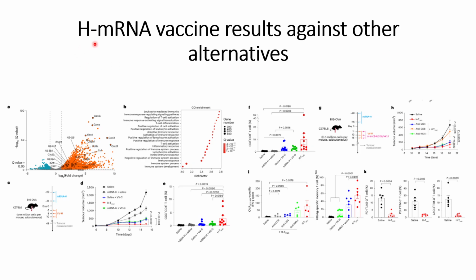In this video, we will discuss the H-mRNA based vaccine results against other alternatives. In this H-mRNA, the H represents the hepatitis B surface antigen, and we have seen in the previous video that this hepatitis B surface antigen has good immunogenicity within the patient, and it can also be expressed easily on the cancer cells. So that is the reason they selected this hepatitis B surface antigen for their further functional studies.